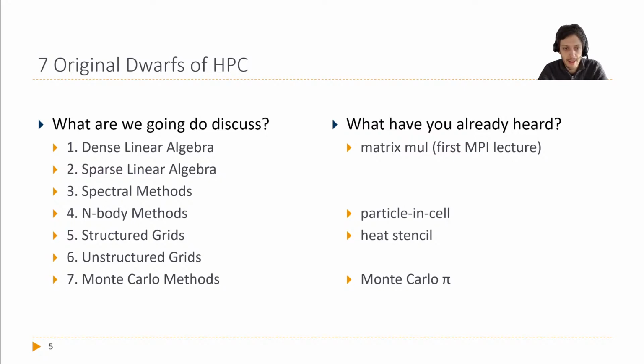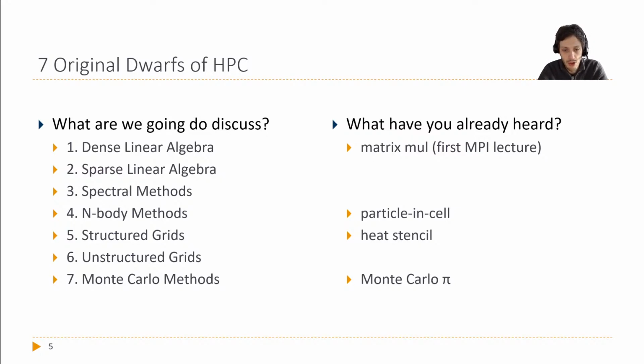For example, the first one, dense linear algebra, is basically matrix multiplication, or rather matrix multiplication is a type of dense linear algebra problem. And you heard about this in the first MPI lecture where I showed you source code for matrix multiplication. And we are probably going to implement this in the Proseminar at some point also with optimizations. Next, we talked about particle in cell codes, for example, and for your current assignment you have to do an n-body implementation. So that's another dwarf. Then we did the heat stencil, which is a type of structured grid, and we did Monte Carlo pi, which, oh surprise, is a Monte Carlo method.